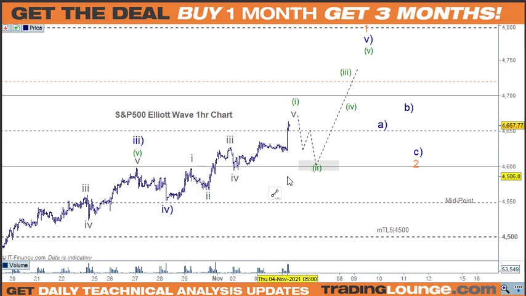Now, the other thing that I want to discuss here as well is that this was a very sharp pullback, not typical of a wave 4, but more typical of a wave 2. So in this case, we could play it out a little bit further.